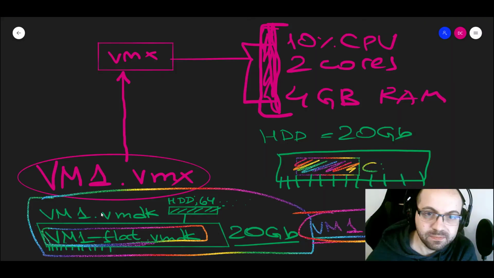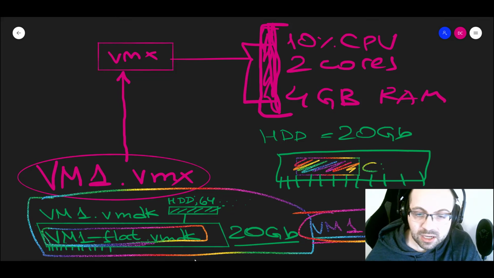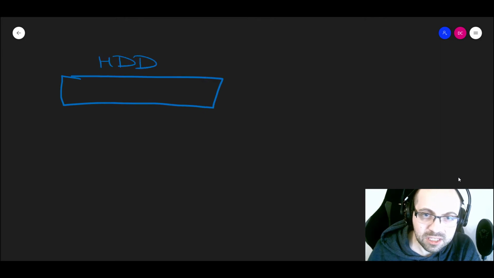So what's going on here? Because the vmdk, especially the flat vmdk, is just a binary representation of your hard disk. So this is my HDD in the system where I have the C volume, and here let's say I have a 1.txt file.